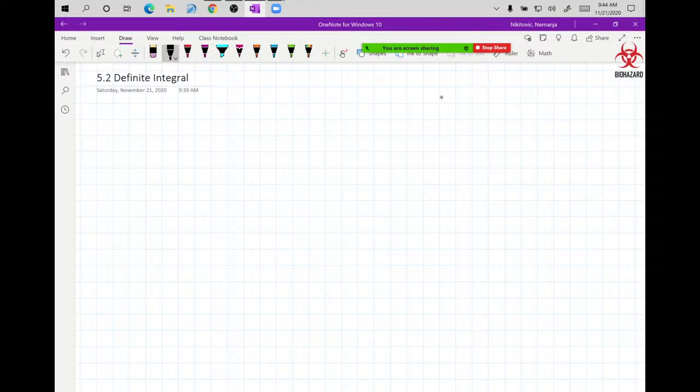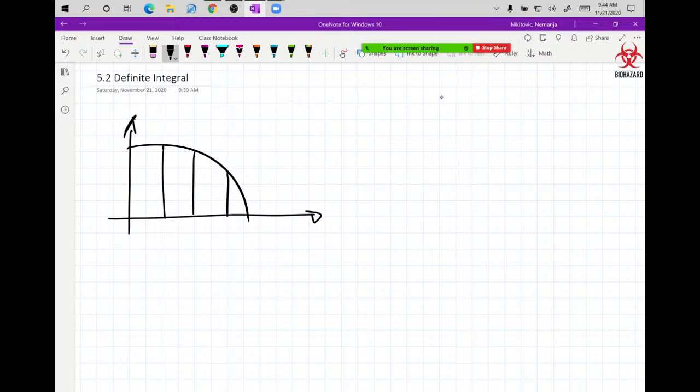We talked about area under the curve. We talked about having a function of some kind split into these rectangles, and the rectangles don't have to be the same width. They can literally be any width. It's easier when you have them the same, but they don't have to be the same.